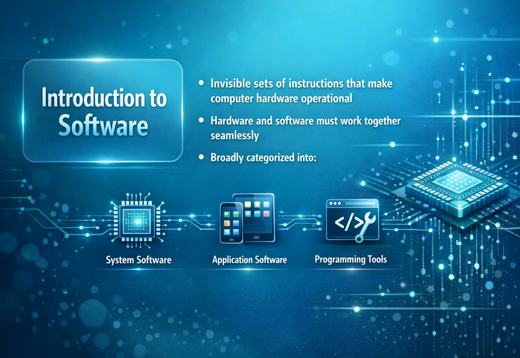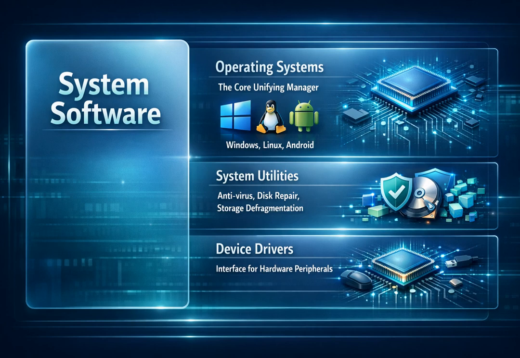Software is broadly categorized into system software, application software, and programming tools. System software runs the background components. Operating systems are the core managers like Windows, Linux, or Android. System utilities handle maintenance like antivirus or disk defragmentation. And device drivers act as specific translators for your hardware peripherals.